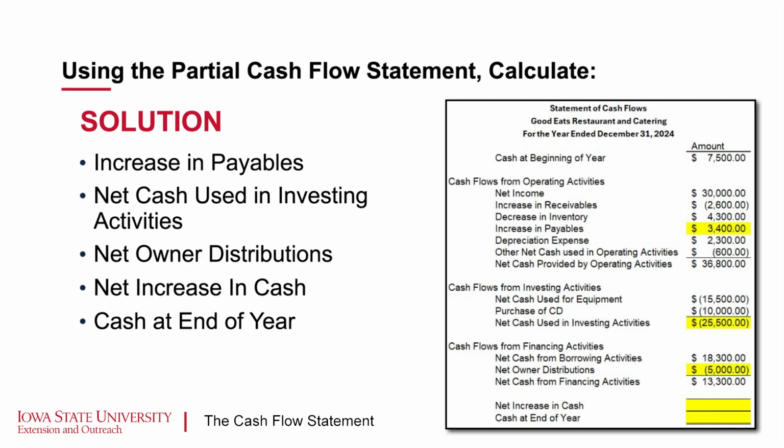To calculate the net increase in cash, you must add the net cash provided by all three types of activities: operating, investing, and financing. The total of these three values is $24,600. Finally, to calculate the cash at the end of the year, you take the net increase in cash and add in the cash from the beginning of the year for a total of $32,100.